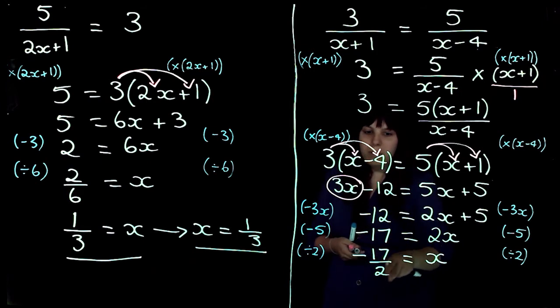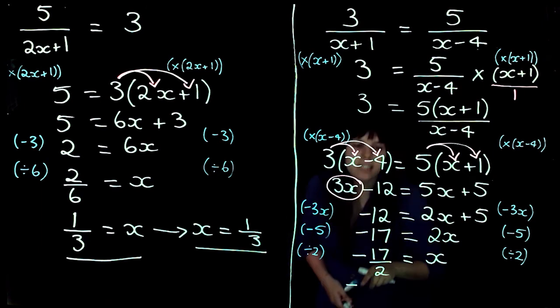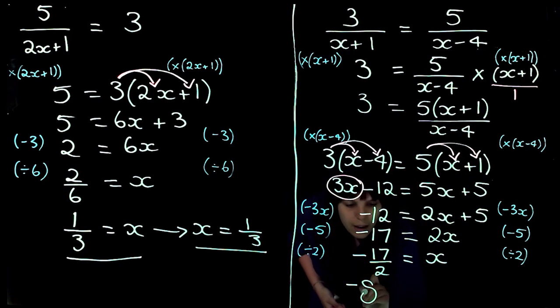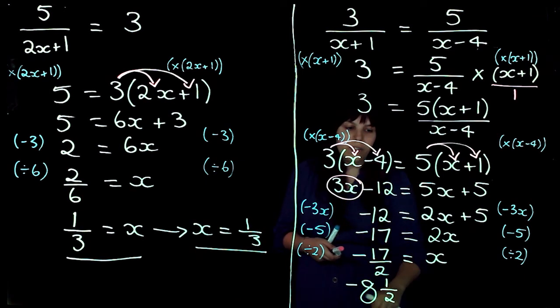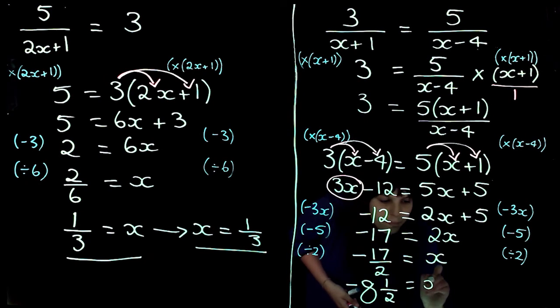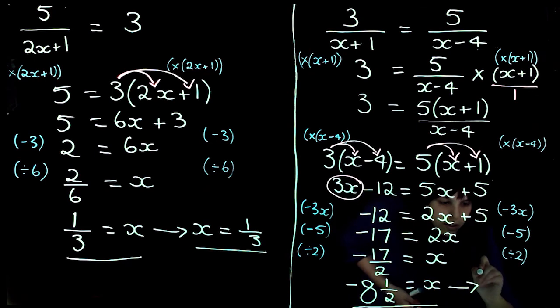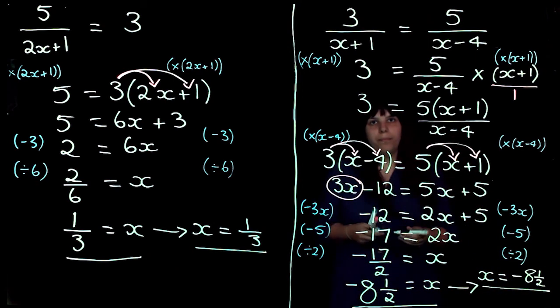But this is not in its simplest form. So we know that as it's a minus, we're going to have a negative number. And then how many 2's go into 17? Well, that's going to be 8, and remainder 1 over 2. Because 8 times 2 is 16, so we've got our last half as a remainder, and that equals x. And then I'm going to rewrite it how I like it. So x equals minus 8.5. And that is my final solution.